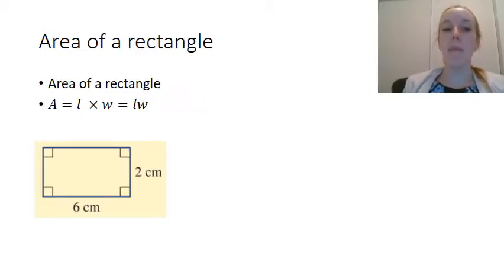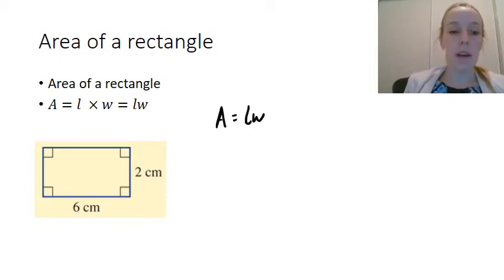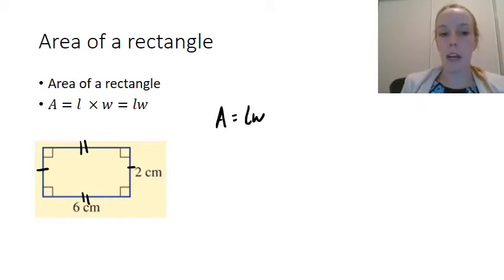Okay, our second shape is area of a rectangle. So the area of a rectangle is area equals length times width. For our worked example here, again, this should be marked each of the sides, but they are right angles, so we can assume that the corresponding sides are the same length, each parallel side.